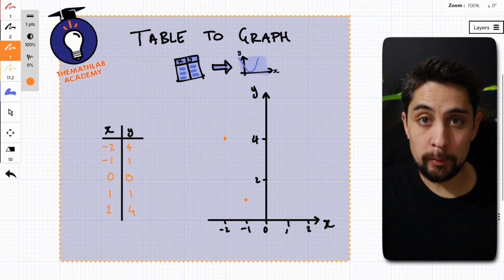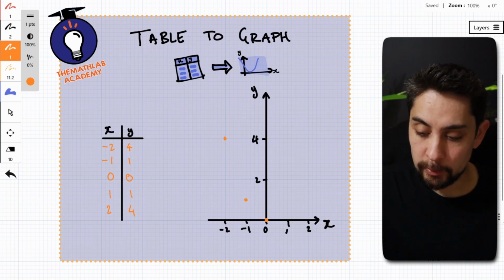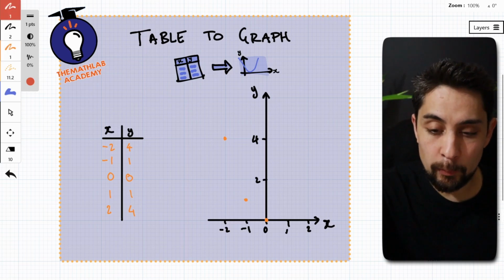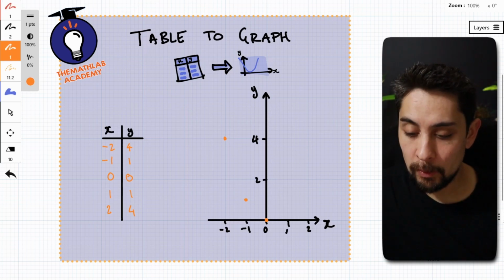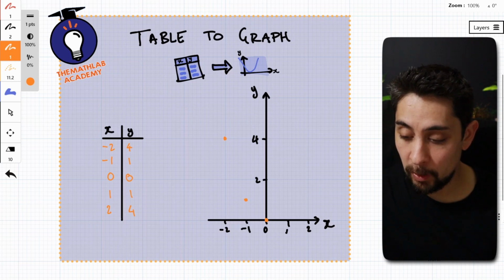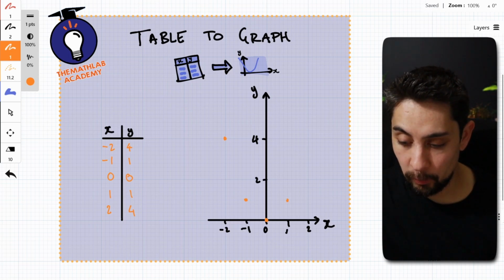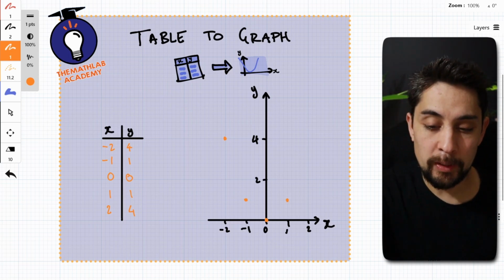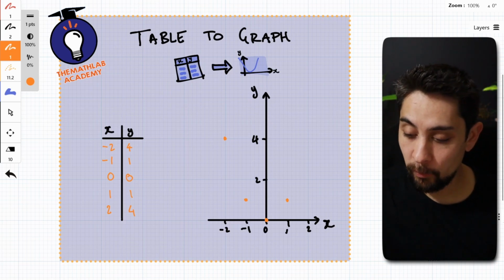Next, we have 0 and 0. They go together, and 0, 0 is right there. 0, 0, by the way, is called the origin. 1 and 1 is 1 on the x-axis and 1 on the y-axis, right there. And then we have 2 and 4, 2 on the x-axis, 4 on the y-axis.